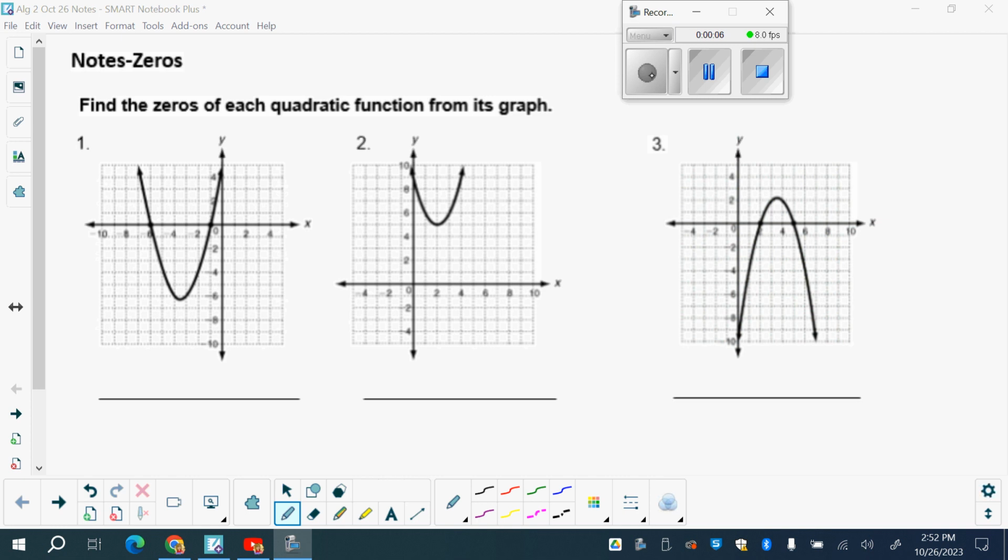-1 and -6. That's right. X equals -1 and -6. And another name for them is x-intercepts.